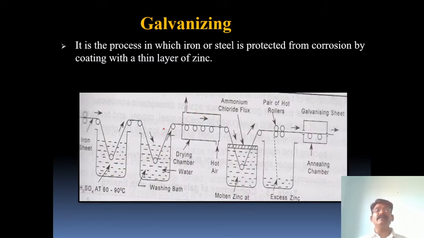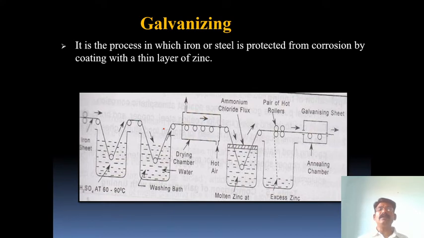Galvanizing is a process in which iron or steel is protected from corrosion by coating with a thin layer of zinc. For example, an iron sheet or an iron door has to be protected from corrosion. How can you do that? We coat it with zinc, which has a low melting point. Iron is the high melting and zinc is the low melting.